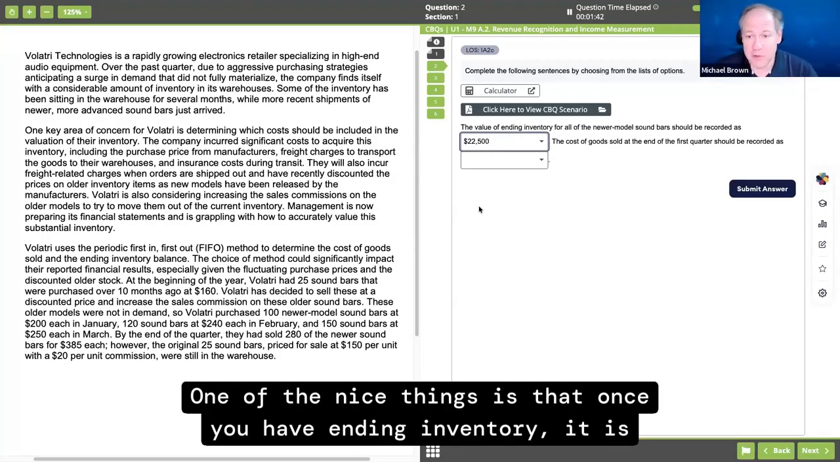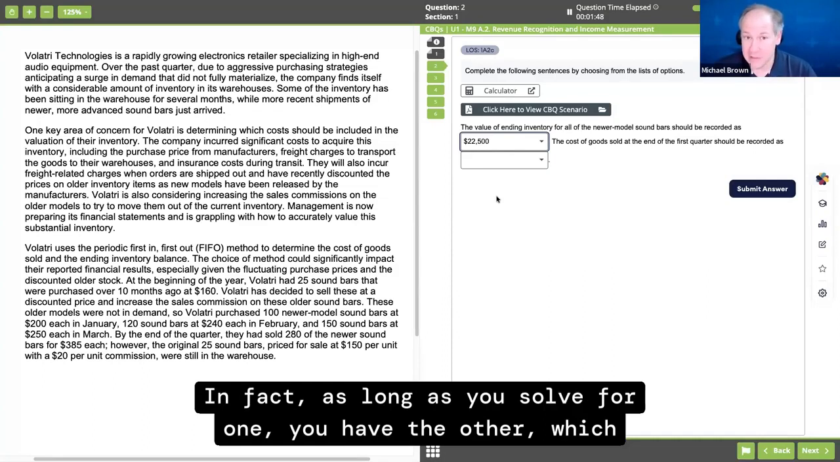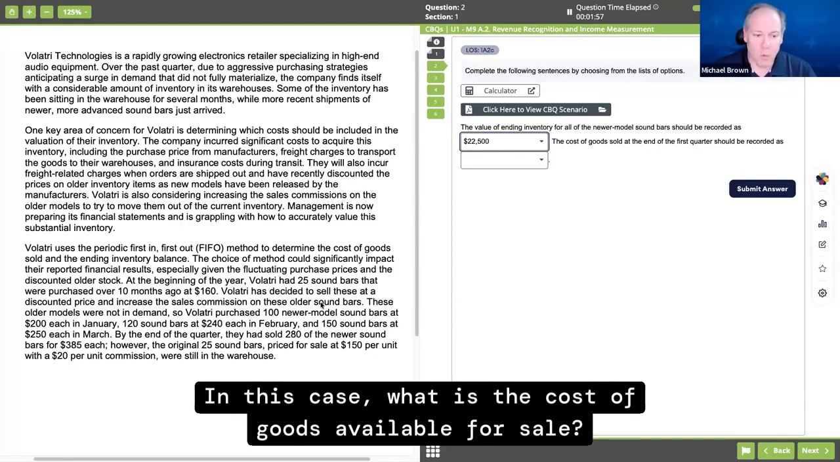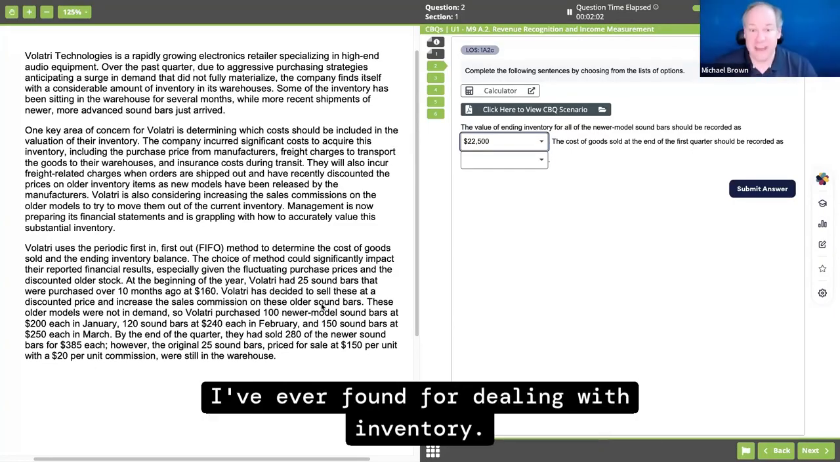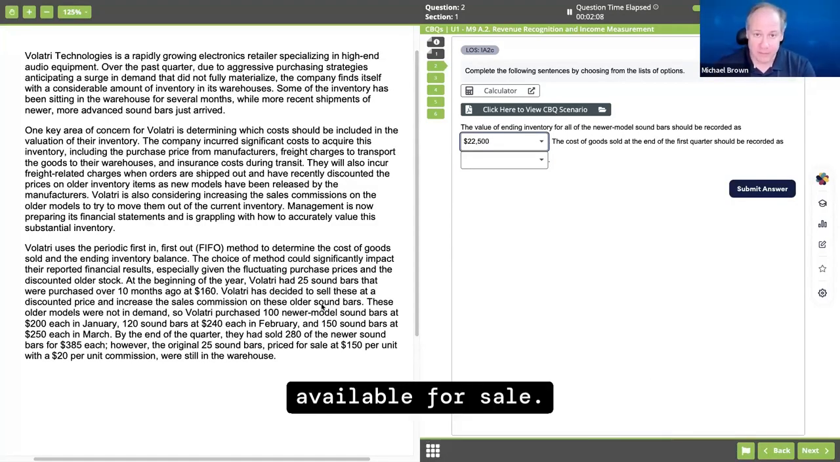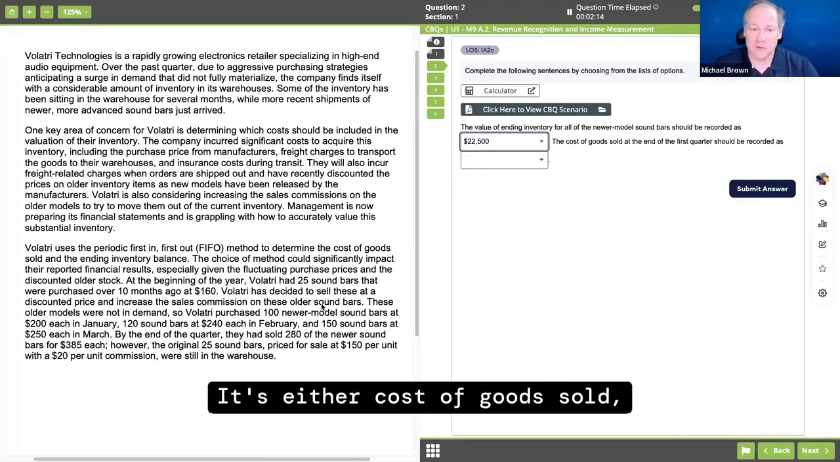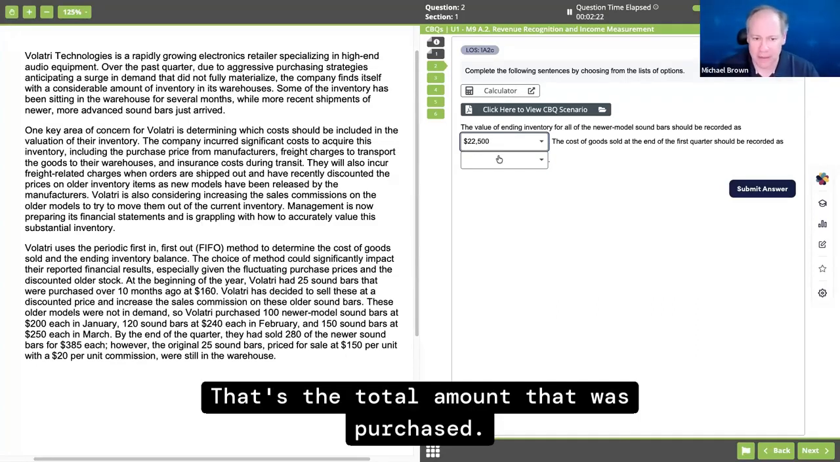One of the nice things is that once you have ending inventory, it is really easy to figure out cost of goods sold. In fact, as long as you solve for one, you have the other, which means whichever one you think is faster, you can absolutely do that one first. In this case, what is the cost of goods available for sale, right? At the end of the day, here's one of the most important formulas I've ever found for dealing with inventory. Beginning inventory plus purchases is what I could sell. Cost of goods available for sale. I can do two things with it. I could sell it or it's still on my shelf. It's either cost of goods sold or it's ending inventory. In this case, the cost of goods available for sale is $86,300. That's the total amount that was purchased.